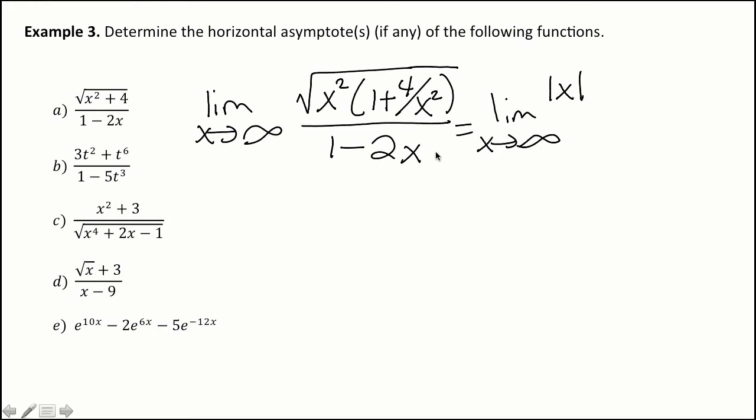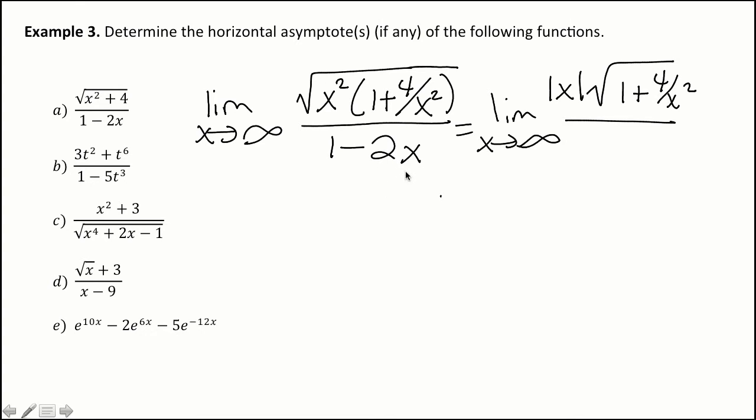Because based on the property that I was mentioning earlier, if you have the nth root of x to the n, that's going to give you absolute value of x if n is even, which it is in this case. This is important because it's going to impact your answer. So we have absolute value of x, and then we are left with square root 1 plus 4 over x squared all over 1 minus 2x. So we're going to divide everything here.